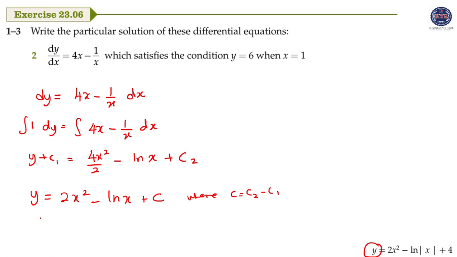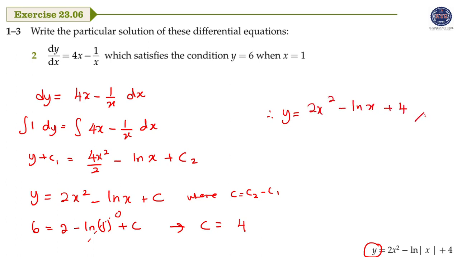After that, substitute the things that we know, which is 6 equal to 2 minus ln 1. Ln 1 is 0. Therefore c equal to 6 minus 2. Ln 1 is 0. Actually 0. Right? So 6 minus 2 is 4. Therefore, the final answer will be y equal to 2x squared minus ln x plus 4.